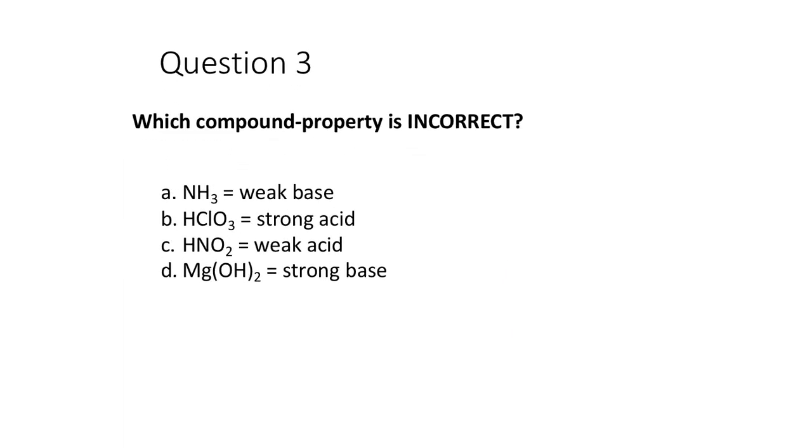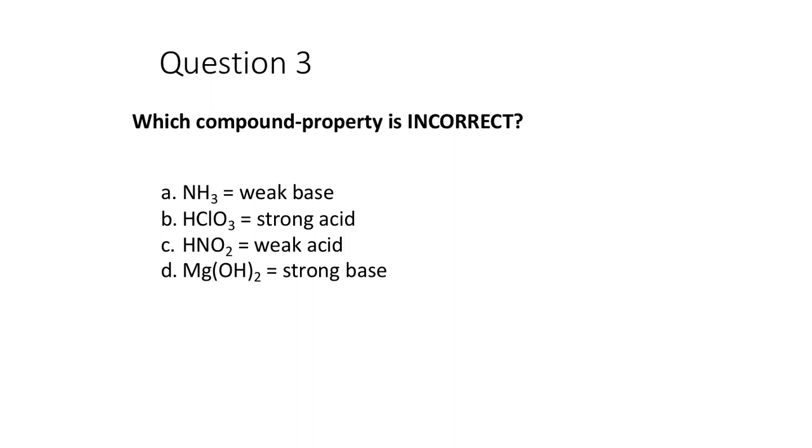Which compound property is incorrect? NH3 is indeed a weak base. It partially ionizes in water to NH4+ and ammonia. It partially reacts with water to form ammonium and hydroxide ion. The presence of hydroxide ion being formed in that solution is why we call it a weak base.